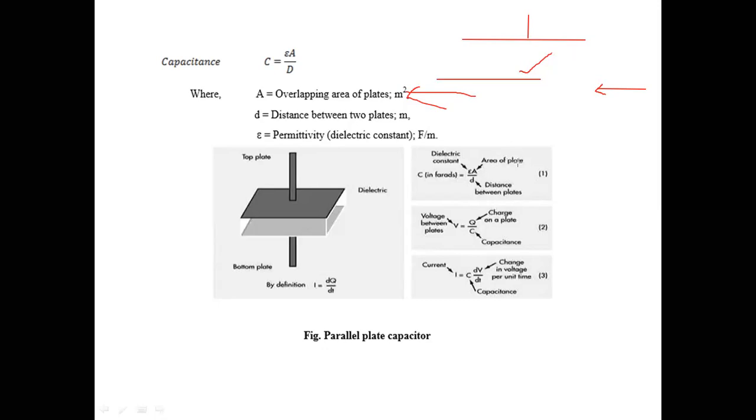Then what will happen? The overlapping area of the two plates is reduced now. In the previous case, these are the plates of the capacitor. So what is the overlapping area? From this end to this end.